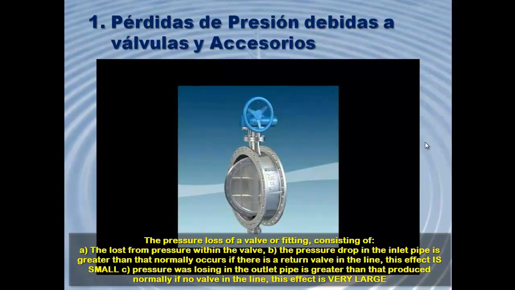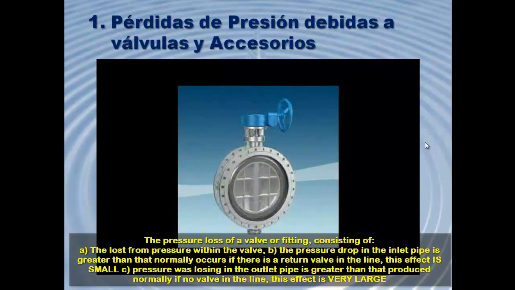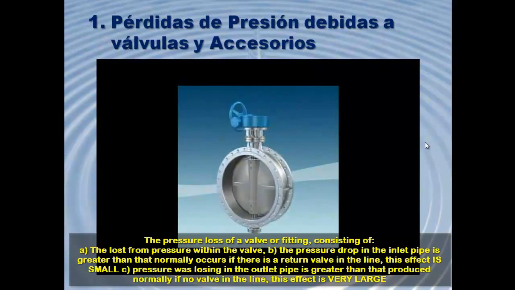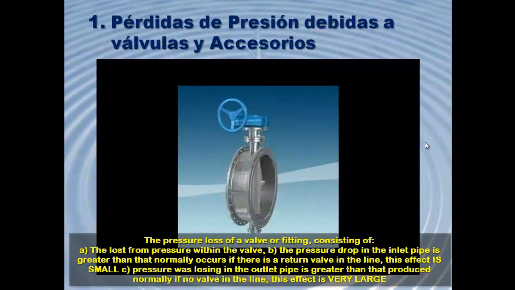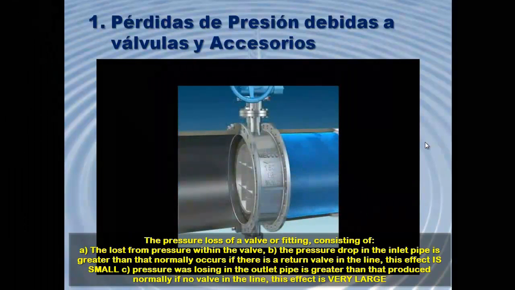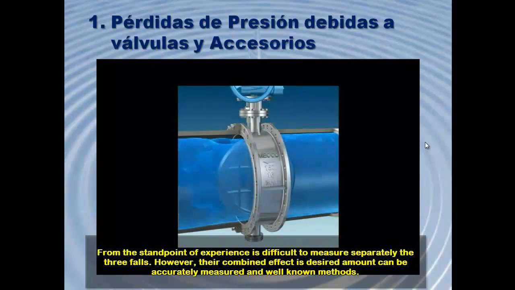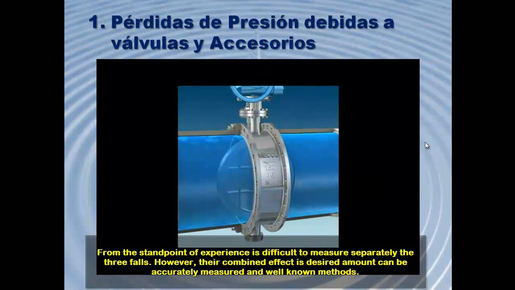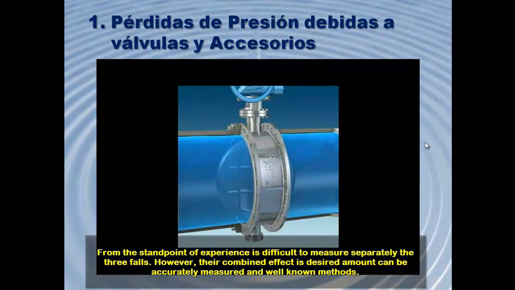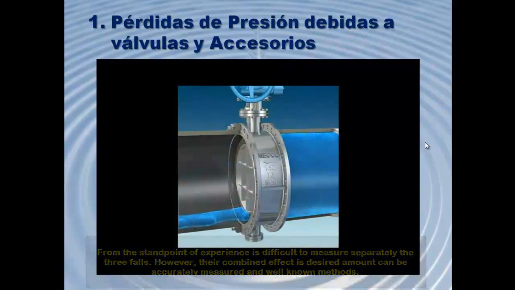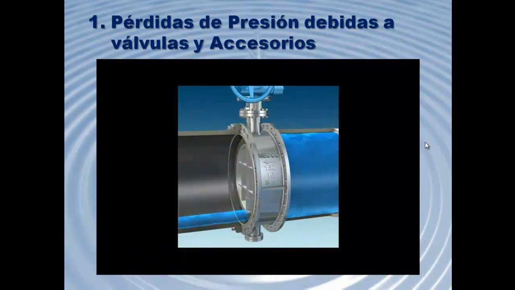C. The pressure loss in the outlet pipe is higher than that which normally occurs if there is no valve in the line. This effect is very large. From the standpoint of experiment, it is difficult to measure the three losses separately. However, their combined effect can be accurately measured with well-known methods.